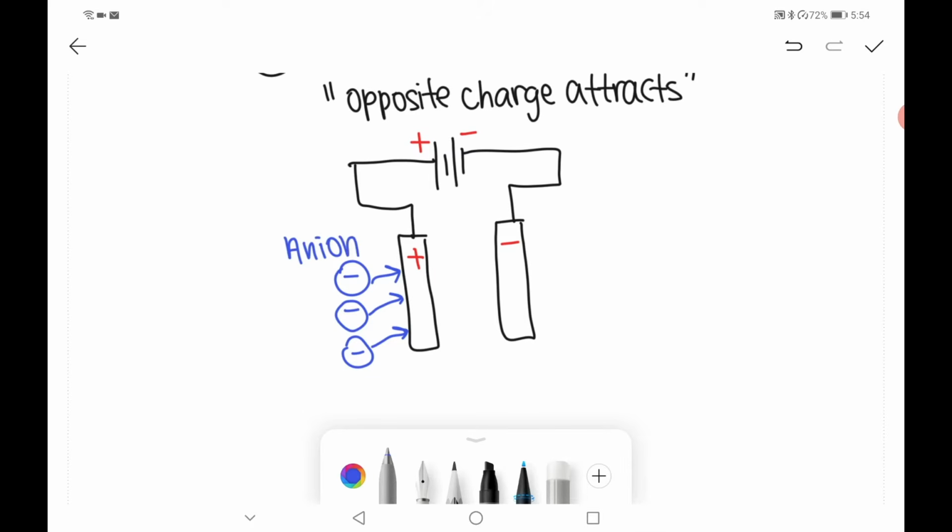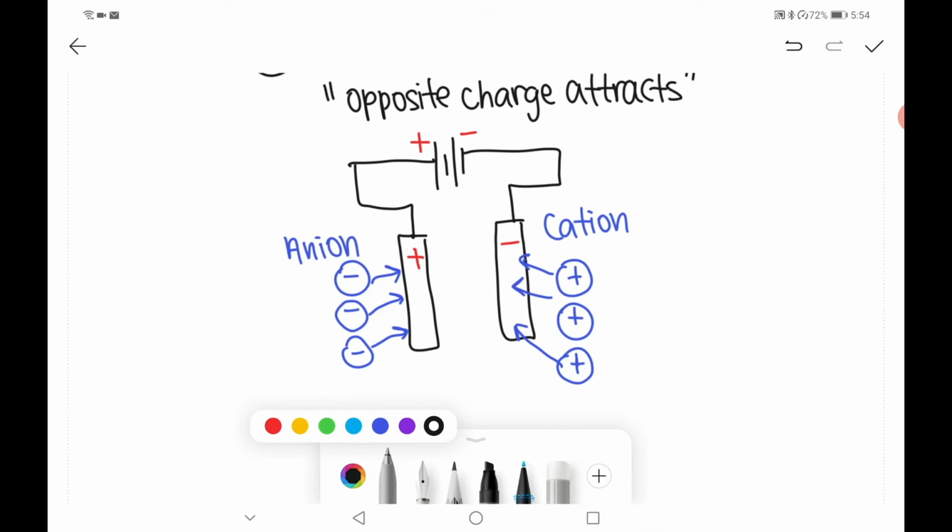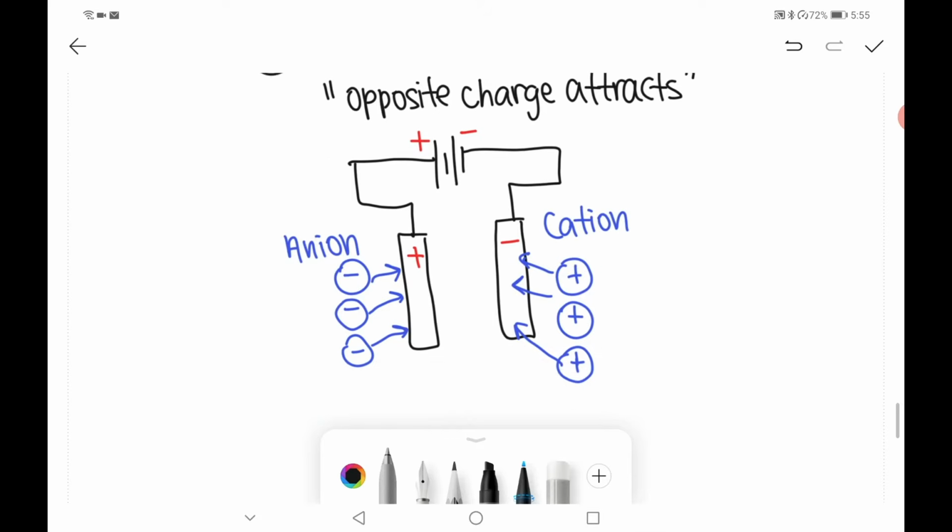The negative electrode will attract positive ions. Positive ions will come here, here, and here. Positive ions, which we learned in Form 4, are called cations. Very simple: negative ions move to the positive electrode, positive ions move to the negative electrode. That's it, opposite charges attract.